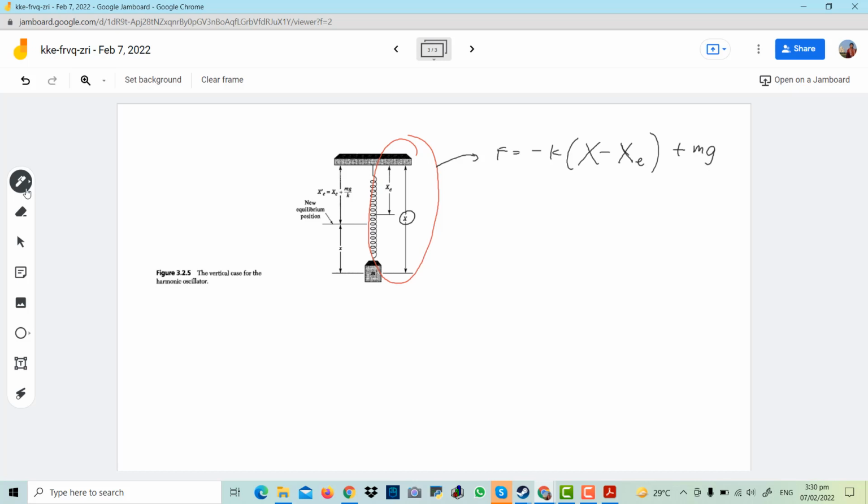Sakto ba? Kaya ang force lang na diri is the Hooke's law, the restoring force, which is equal to kx, and the constant external force, which is our gravitational force, okay? So which is our gravitational force equal to mg, okay? So based from that, once natin force, makuha na ito ang equation of motion. Pero we will try to solve this one in different way.